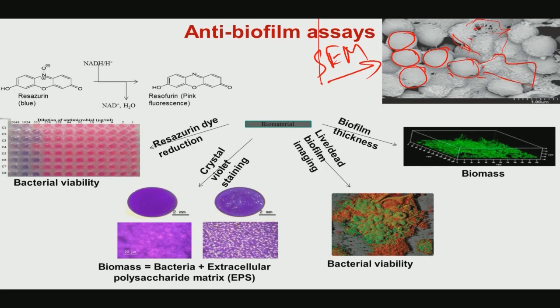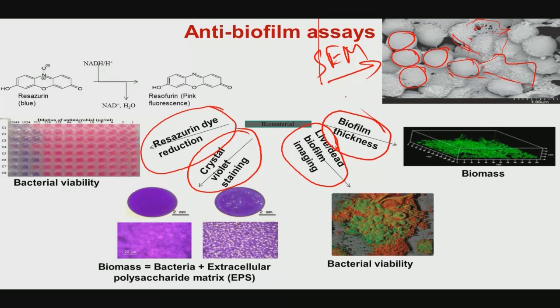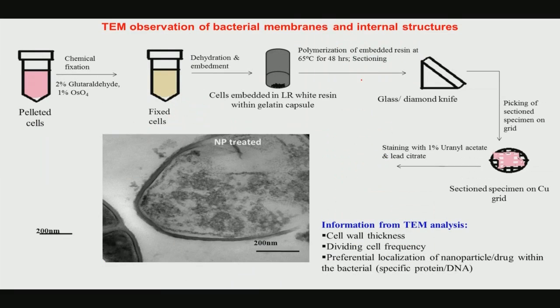Now, this biofilm also one has to quantify by different assays, and several assays are mentioned here. One is called resazurin dye reduction, one is called crystal violet staining, and the third one is called live-dead biofilm imaging. So, you can do confocal microscopy for that. And one is called biofilm thickness, that is, the typical thickness of the biofilm, that is to quantify.